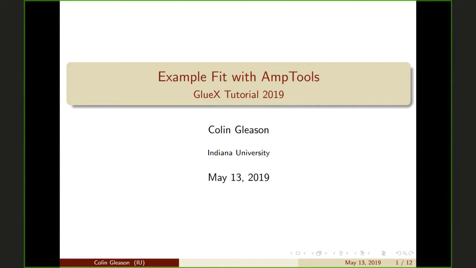Right. So he's working on a channel which has an eta and a charge pion recoiling against the delta plus, which decays into a proton and a pi plus. And he's basing his talk on this example.